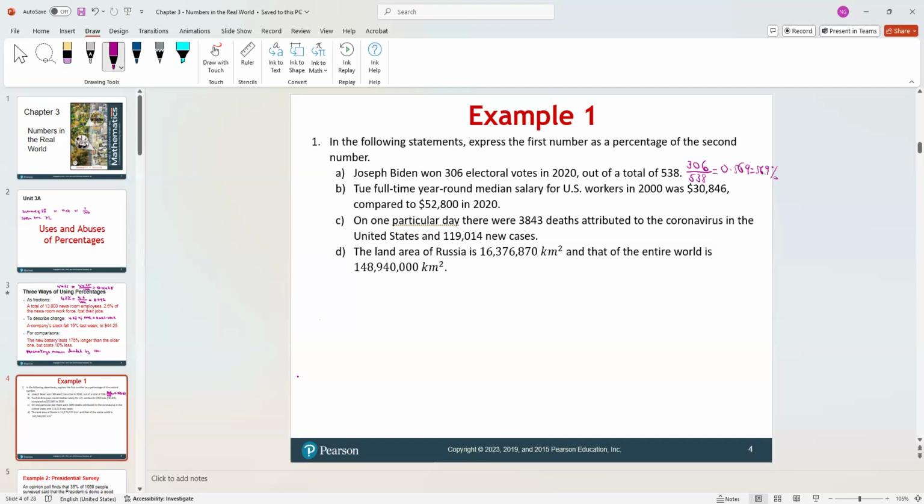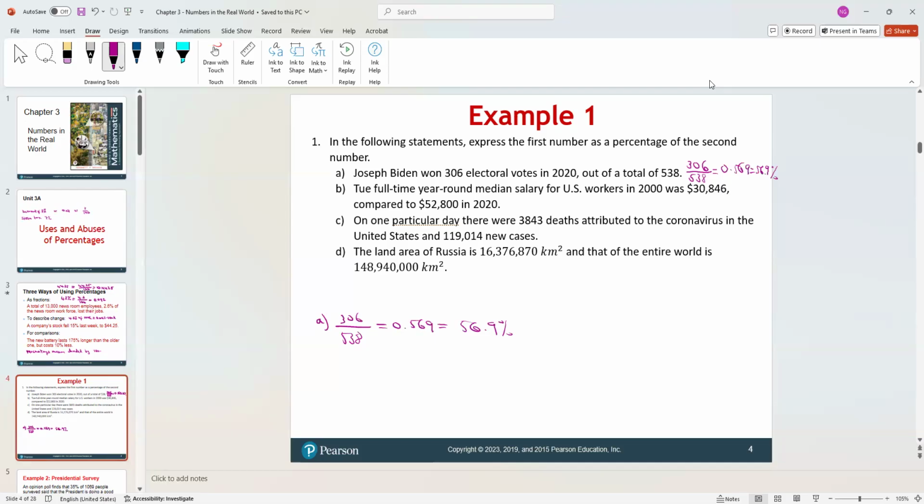So what I mean is, if I put it here, we know it's 306 over 538 equals 0.569 equals 56.9%, because if you have a decimal and you want to express it as a percentage, you move the decimal point 2 units to the right. Okay? If that makes sense to you, it makes sense to me. We can go and check another example.